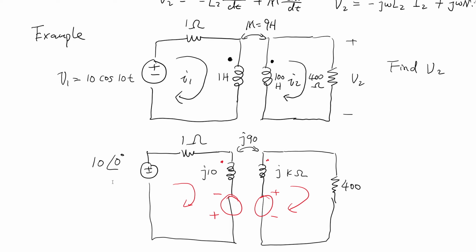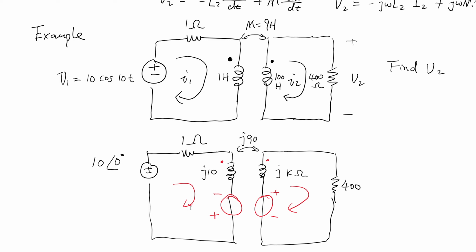We bring everything into the phasor domain. The resistor is still a resistor, and the inductor becomes j omega L. Omega is 10 here, so it's just 10 over 1 plus j10. Then we can find the complex form I1.